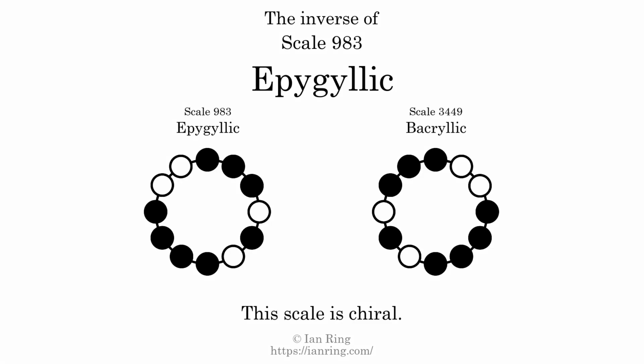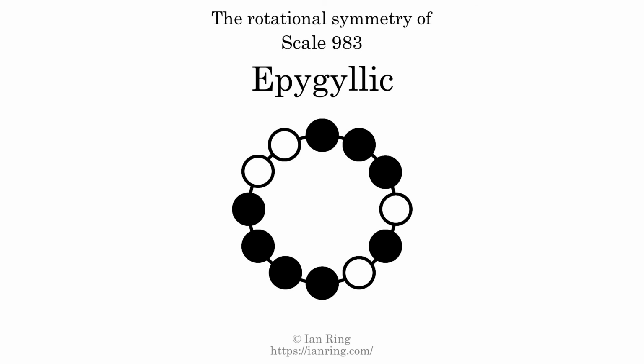The inverse of a scale is a mirror image. It is what you get when the sequence of intervals is reversed. The inverse of this scale is scale 3449, also known as Epygyllic. This scale is chiral. It cannot transform into its inverse by rotational transformation. This scale has no rotational symmetry.